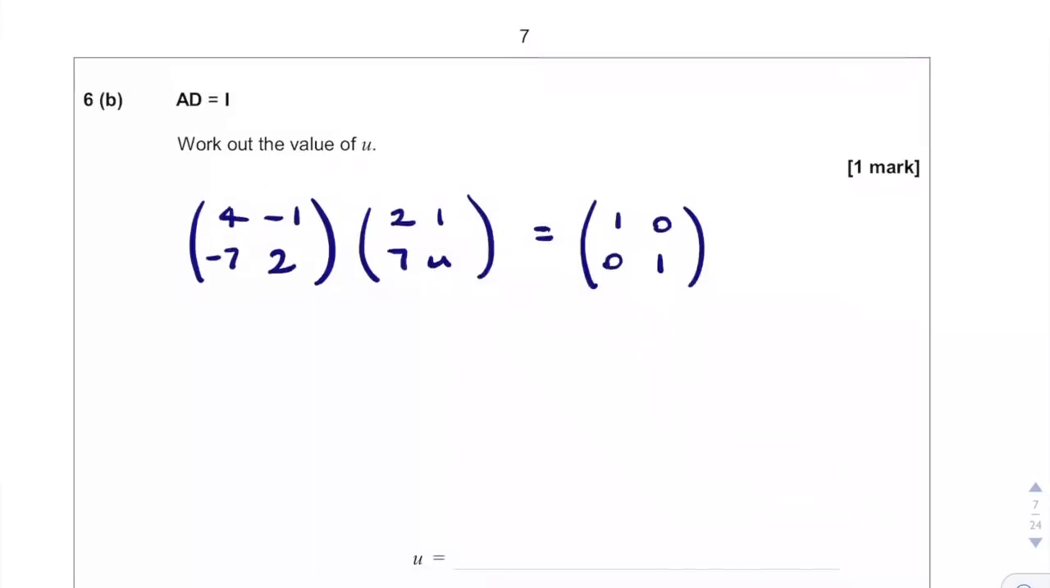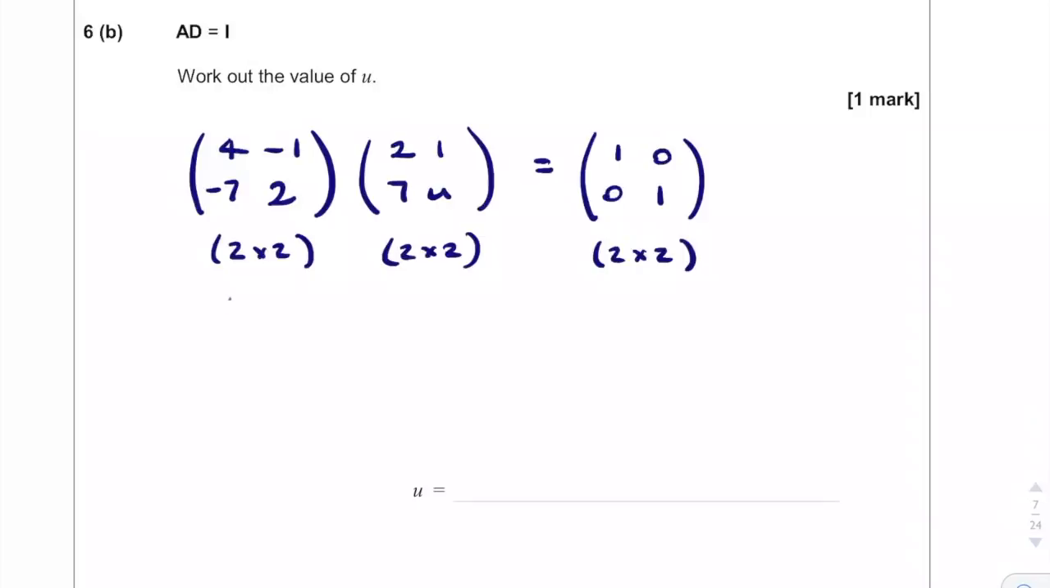So what we've got is two 2 by 2 matrices. And if we multiply them together, we are left with another 2 by 2 matrix. So to work this out, we're going to need to do the 4 multiplied by the 2, which is 8, plus -1 times 7, which is -7. So 8 minus 7 is 1. Then we're going to do 4 multiplied by the 1, which is 4, minus u. So we get 4 minus u. Then we do the -7 multiplied by the 2, which is -14, plus 2 times 7, which is 0. And then we do the -7 times the 1, which is -7, plus 2 times the u. So we get -7 plus 2u.